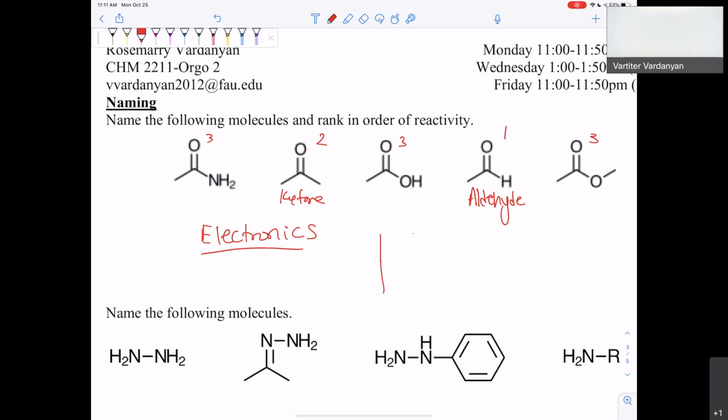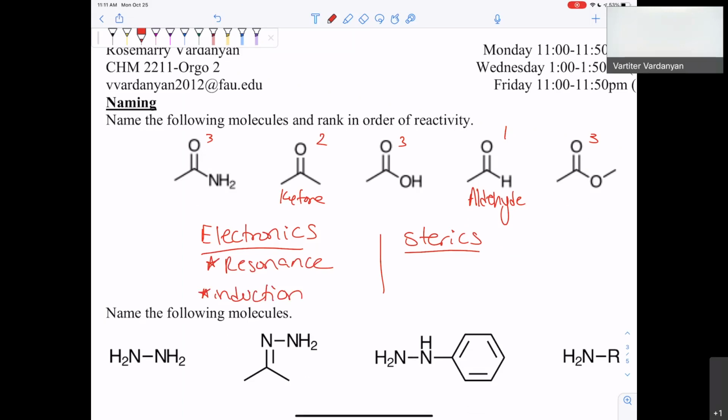Electronics versus steric. And electronic effects is kind of a cheap answer because if you really dive into chemistry, everything can be answered by electronic effects. But what he divided that into is basically steric, resonance, and induction.